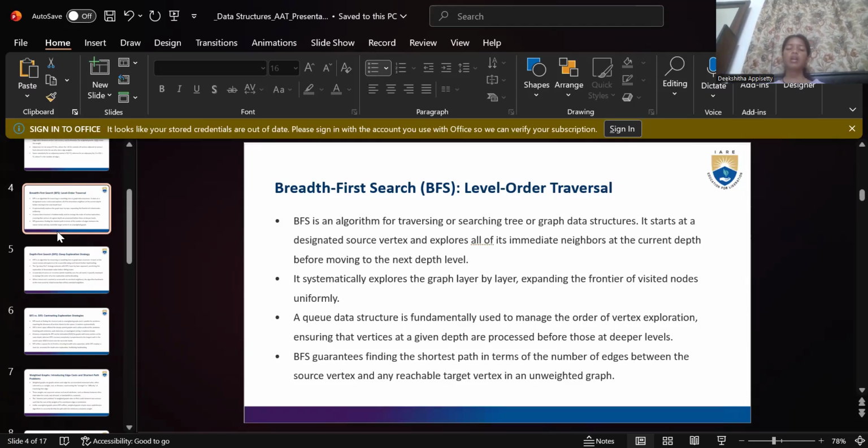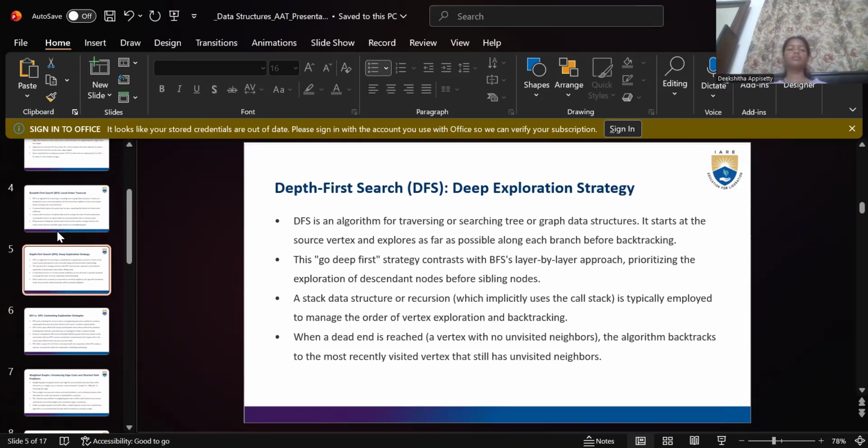BFS systematically explores the graph layer by layer, expanding the frontier of visited nodes uniformly. A queue data structure is fundamentally used to manage the order of vertex exploration, ensuring that the vertices at a given depth are processed before those at deeper levels. BFS guarantees finding the shortest path, in terms of the number of edges, between the source vertex and any reachable target vertex in an unweighted graph.